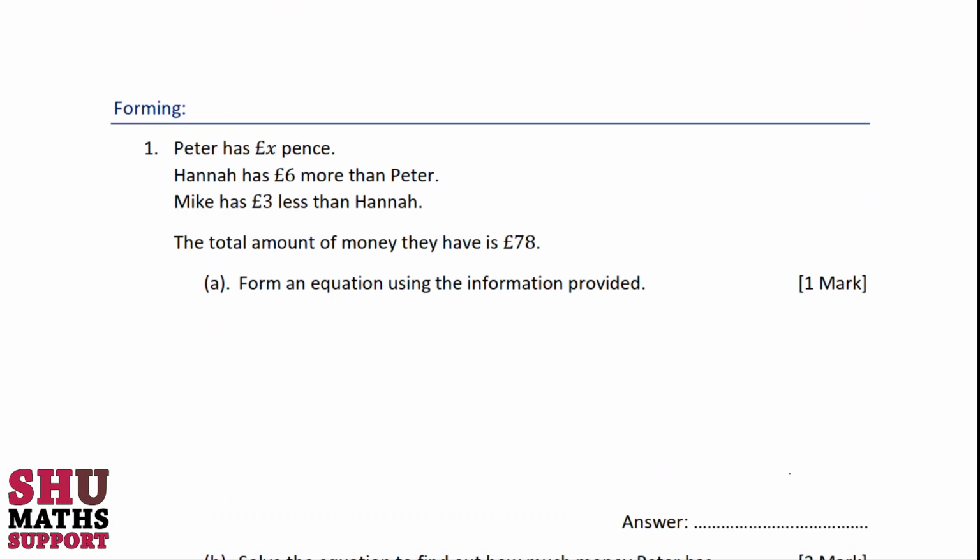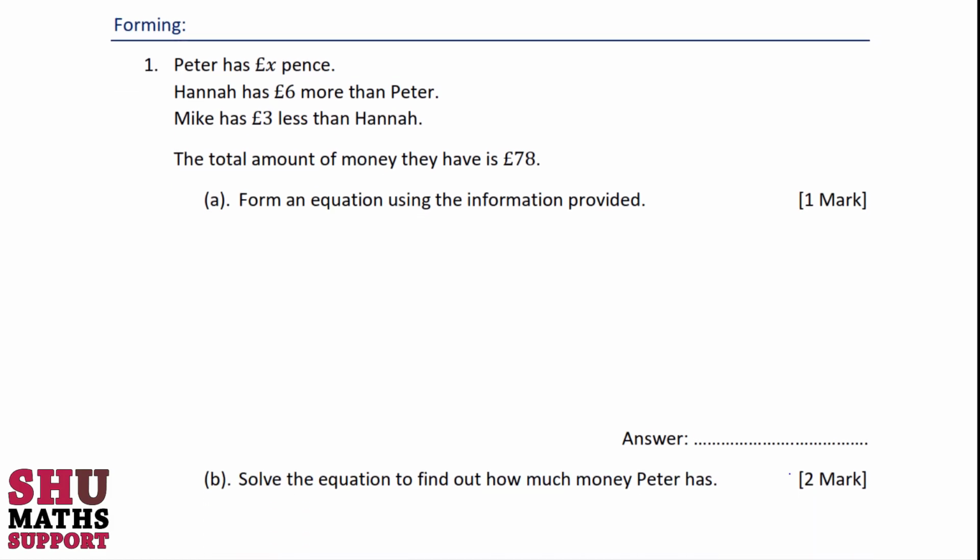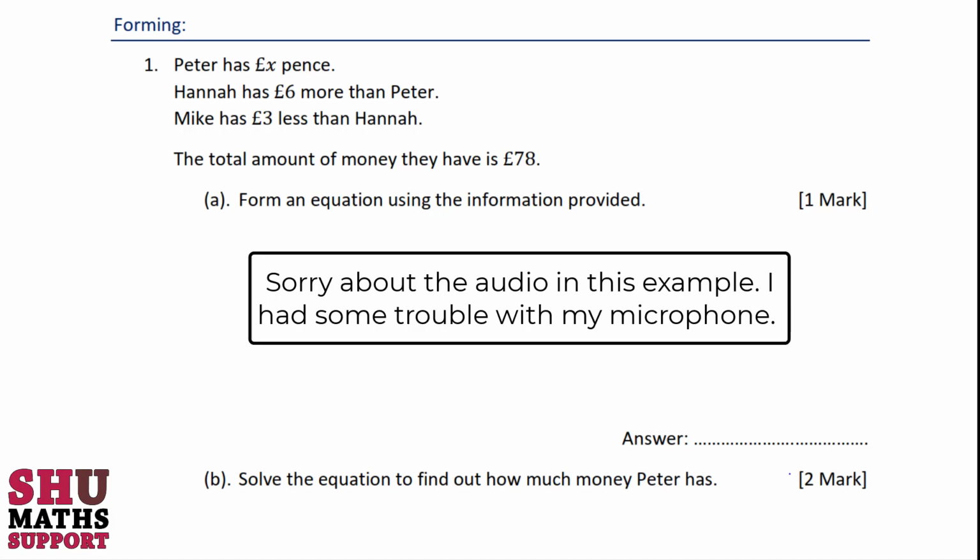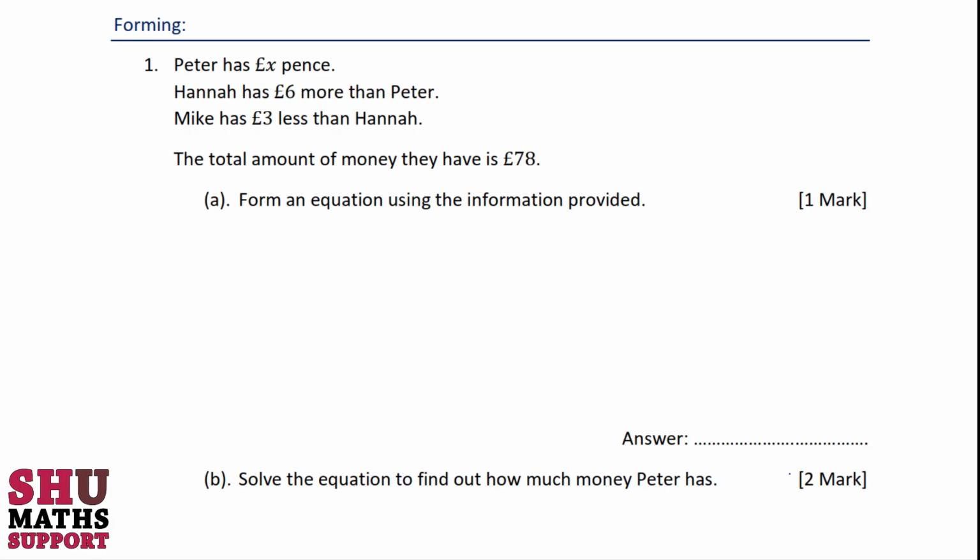Next we're going to move on to forming linear equations. This is where we're given information in the question and we're expected to think about what's going on and then form our own equation based off that information. In this question we have the information that Peter has X pounds and Hannah has £6 more than Peter. Then Mike has £3 less than Hannah, and the total amount of money they have is £78.